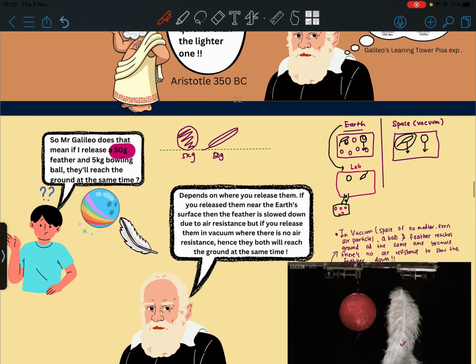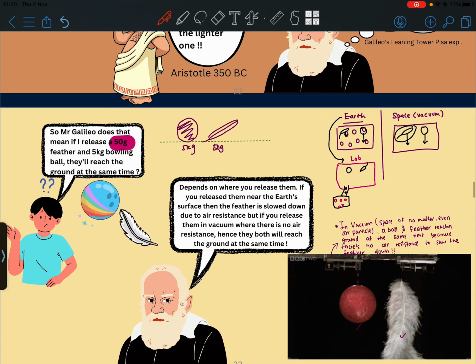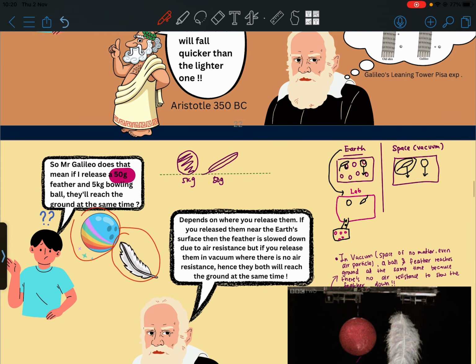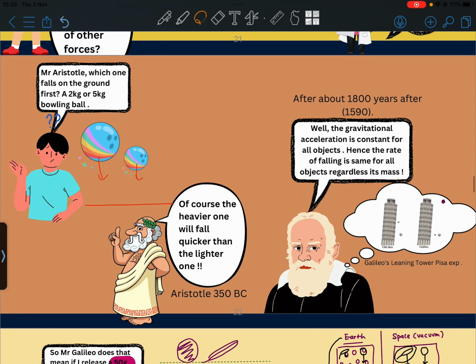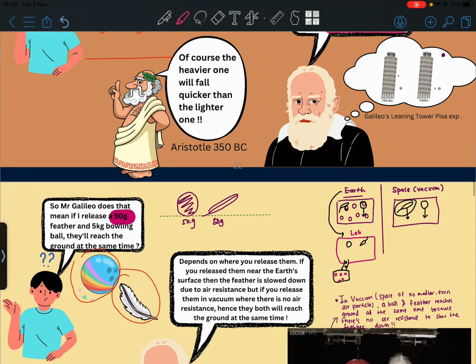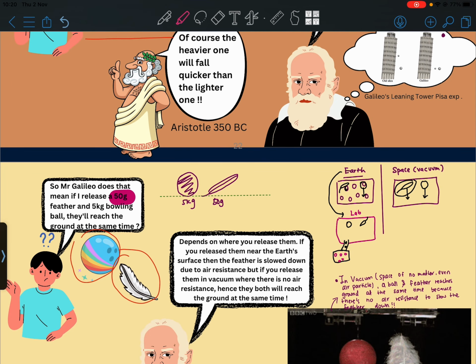Alright. But why, if you have a bowling ball and also a feather, according to this logic, I mean Galileo's explanation, the feather and the bowling ball should reach the ground at the same time too? Because the keyword over here is regardless of the mass, which means that whether you have a lighter or a heavier object, they should fall at the same rate, or touch the ground at the same time.